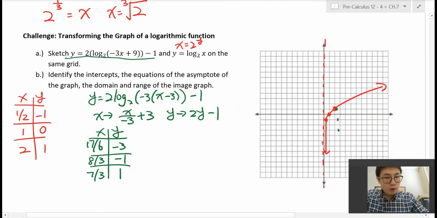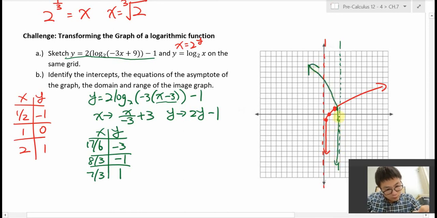Now our new vertical asymptote, because we are moving 3 units to the right, x minus 3 tells us the graph has been translated 3 units to the right. So our vertical asymptote is now going to be right here. So here is the graph. It looks something like this.